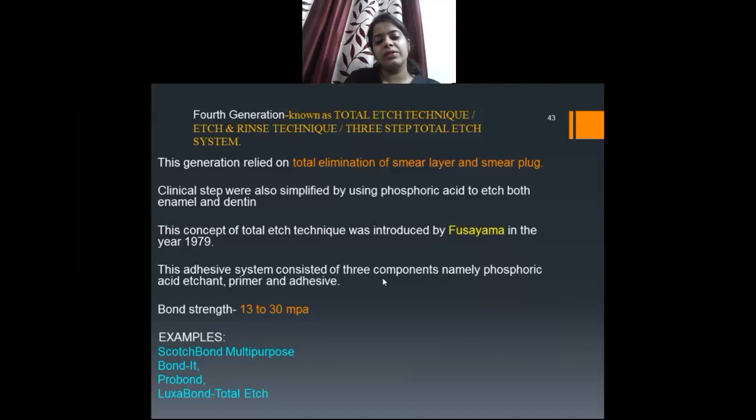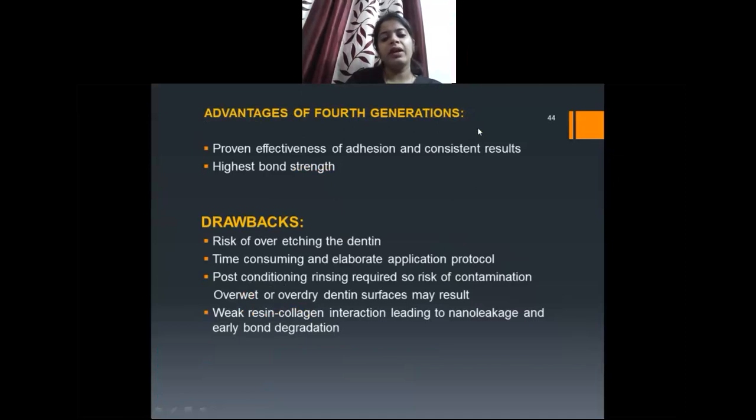This adhesive system consists of three components, namely the phosphoric acid etch, the primer, and the adhesive. Bond strength is 13 to 30 megapascal. Examples: Scotchbond Multipurpose, OptiBond, ProBond, Luxabond, and All-Bond. The advantages of the fourth generation are proven effectiveness of adhesive and consistent result, highest bond strength. Drawbacks are risk of overetching the dentin, time consuming, post conditioning rinsing is required, and weak resin collagen interaction leading to nanoleakage and early bond degradation.